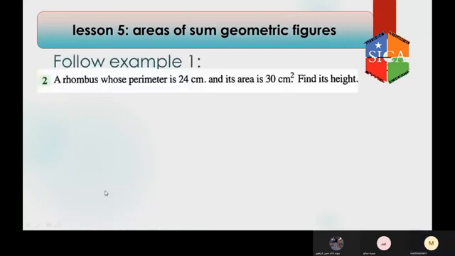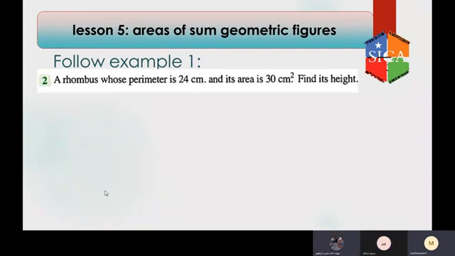Number 2, a rhombus whose perimeter is 24 and its area is 30 square centimeters. Find its height. How can we solve this problem? A rhombus whose perimeter is 24, then its side length will equal, who can answer? 24 divided by 4. Excellent, Sumay.